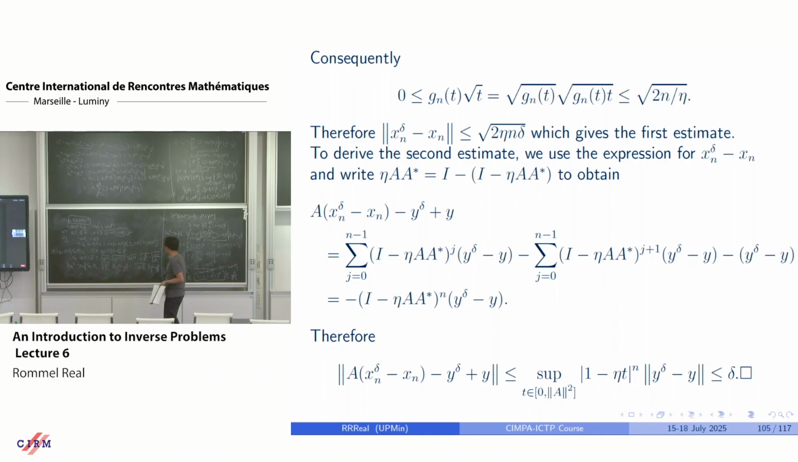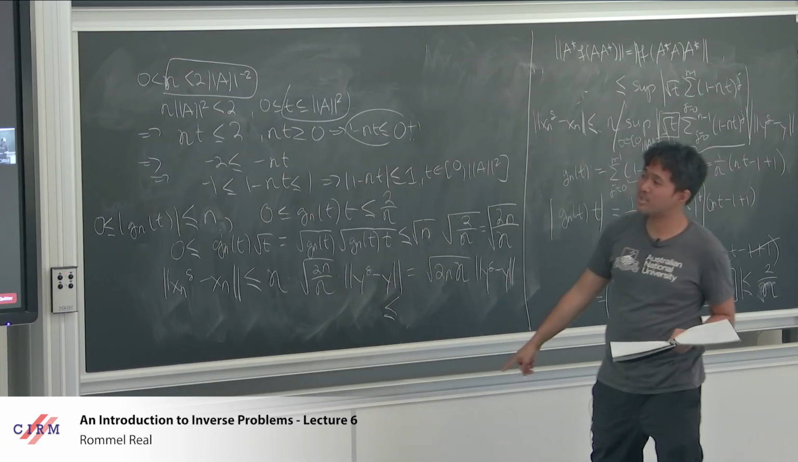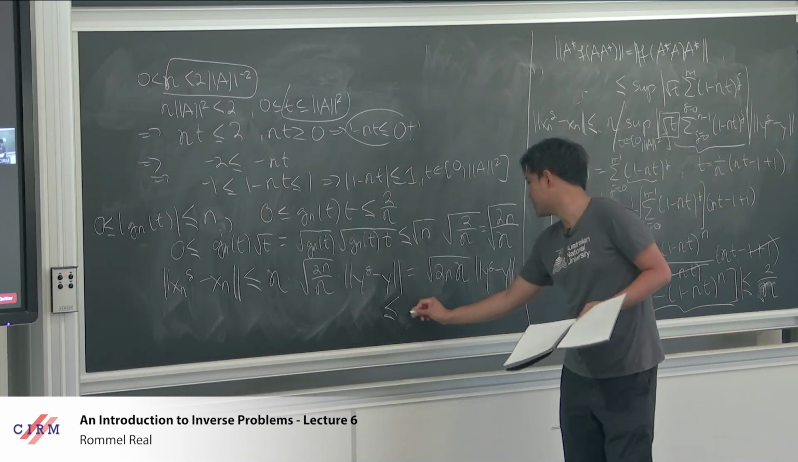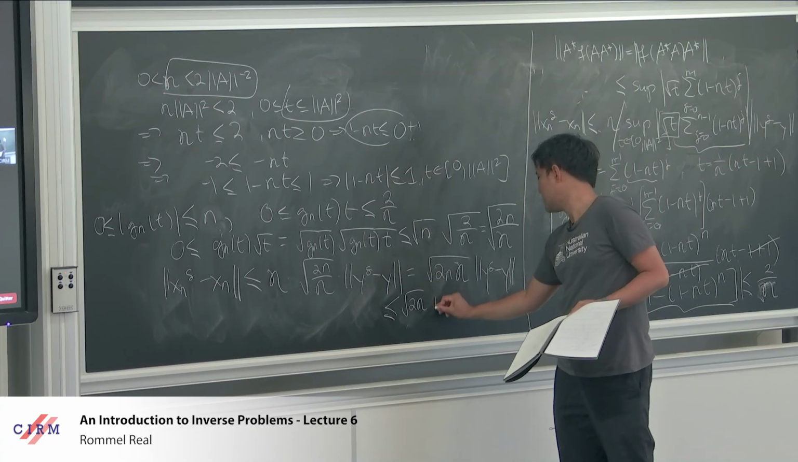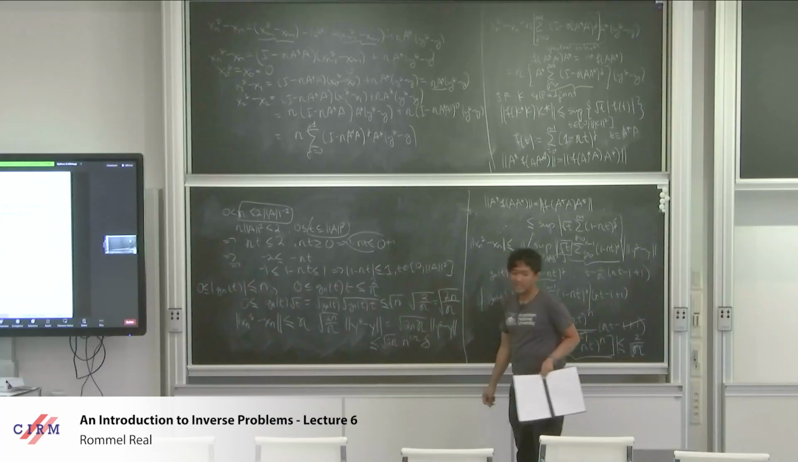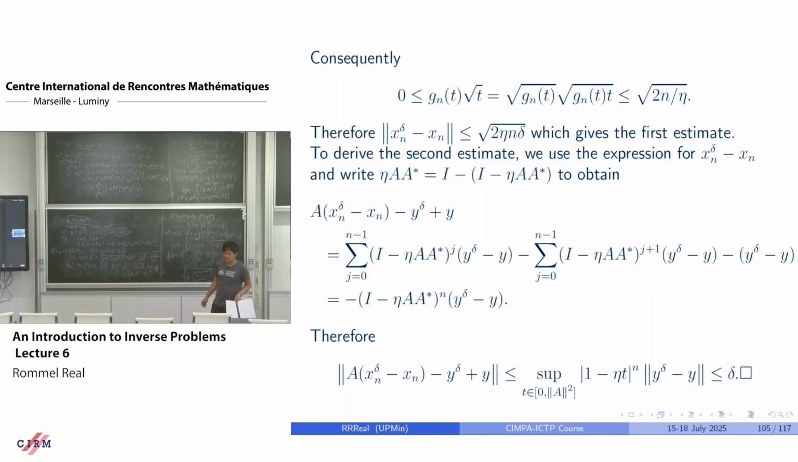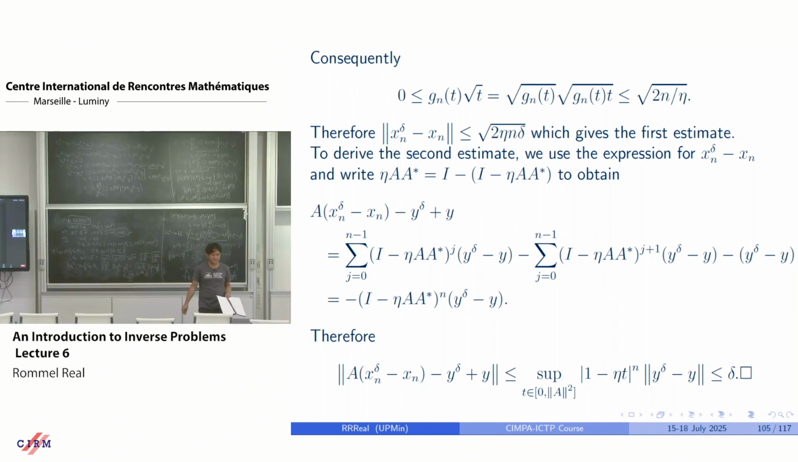So using the condition on y delta minus y, and isolating the terms without n, that's square root of 2 eta times n to the 1/2 times delta. And this is C1. So that's the first estimate.